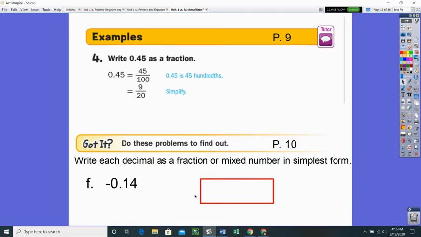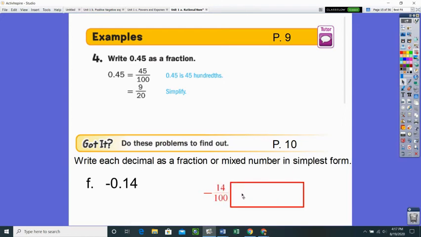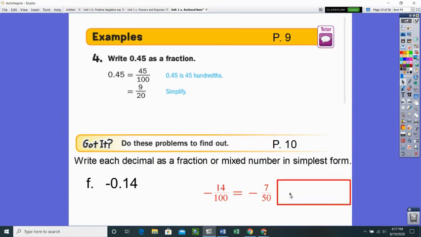Okay, if it's negative, you're still going to be negative, and the 14 is sitting in the hundred spot. I notice right away, not divisible by 10, not divisible by 5, but they are both even, so cut them in half. And then ask yourself, is there anything else I can do? You can't, and you are finished.